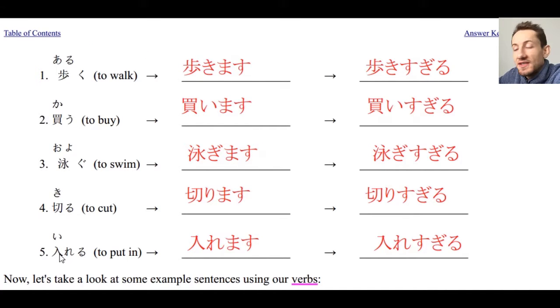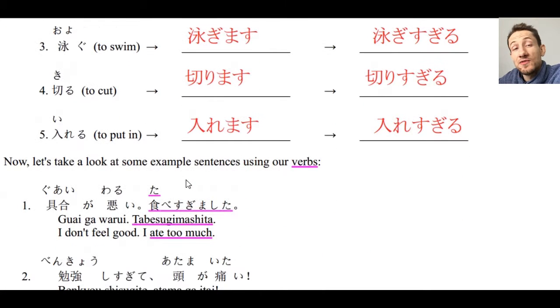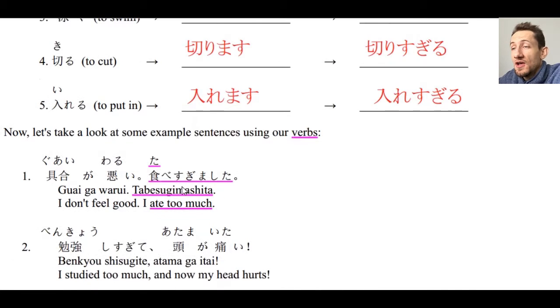And number 5, ireru. You get iremasu and iresugiru. Iresugiru, to put too much in. Hopefully that wasn't too difficult for you guys. Now we're going to look at some example sentences using our verbs.